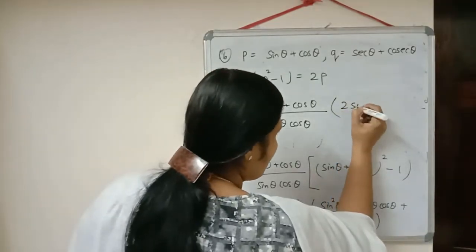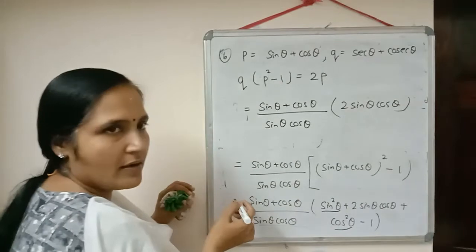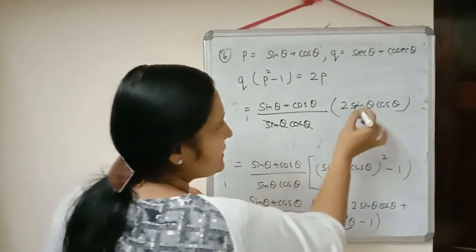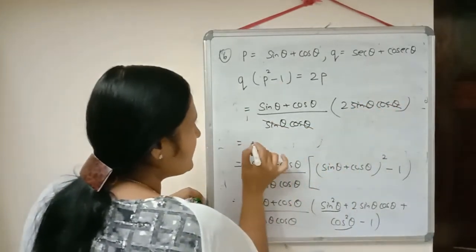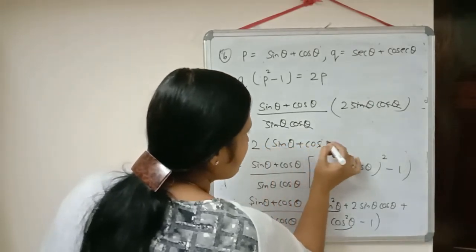Remaining, it will be equal to 2 sin theta cos theta. So here sin theta cos theta will get cancelled. And what is remaining here? 2 into sin theta plus cos theta.